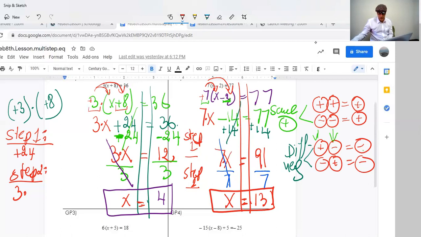Let me do the other two examples that we did today. Give me 1 second.